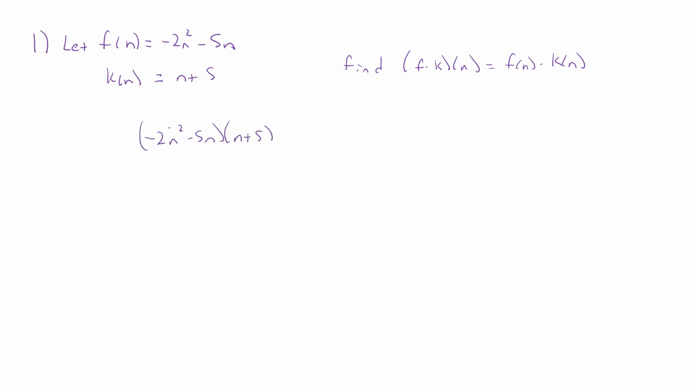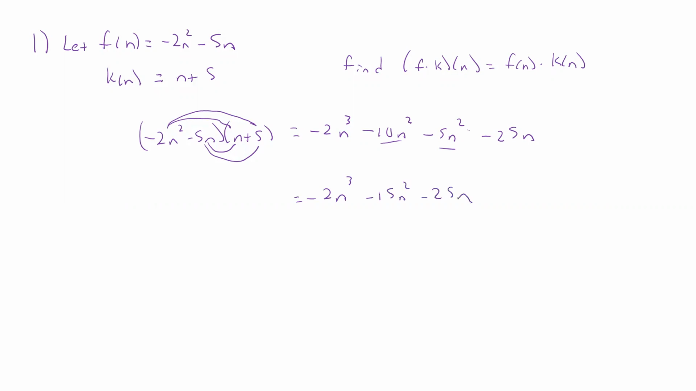And we've got two binomials, so we just FOIL it first, outer, inner, last. So minus 2 times 1 is going to be minus 2n to the third. Minus 2 times 5 is going to be minus 10n squared. Minus 5n squared. And then a minus 25n. So we have like terms here. So that gives us a minus 2n to the third minus 15n squared minus 25n. And then that should be our f dot k of n. Okay, so that takes us to the end of the examples for 7.4.